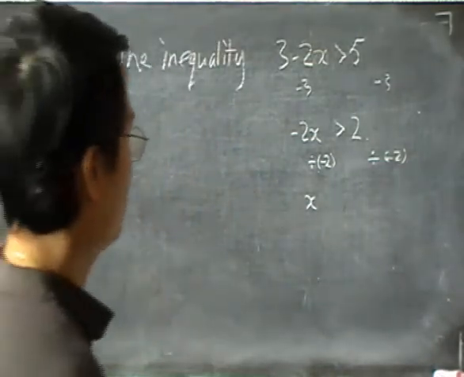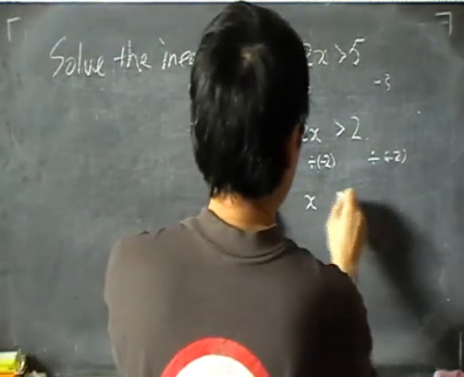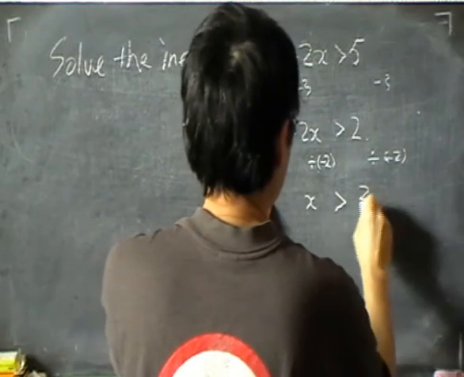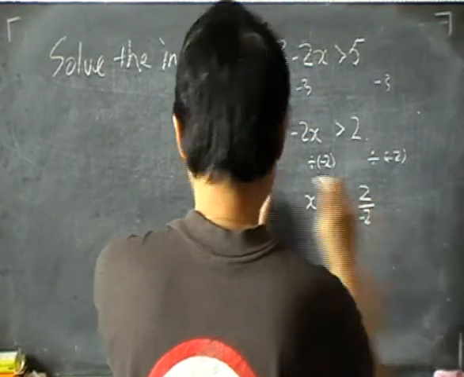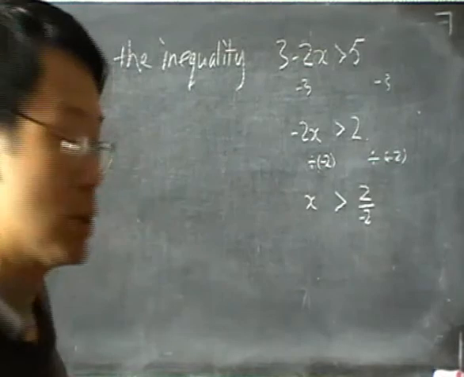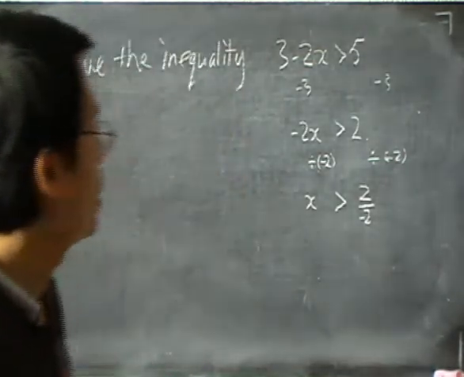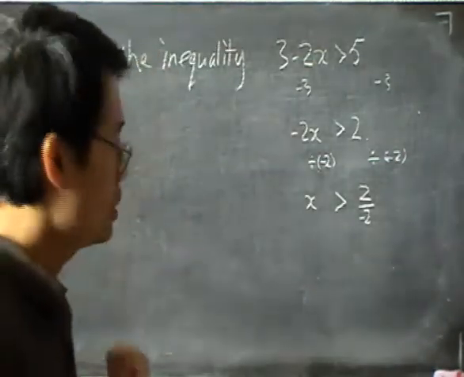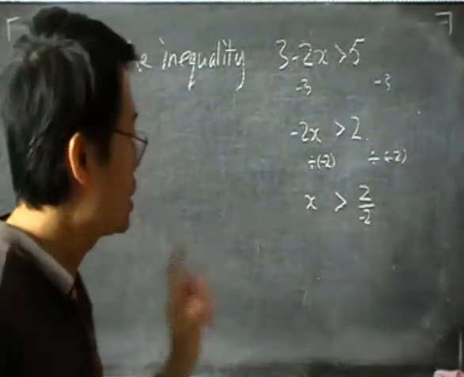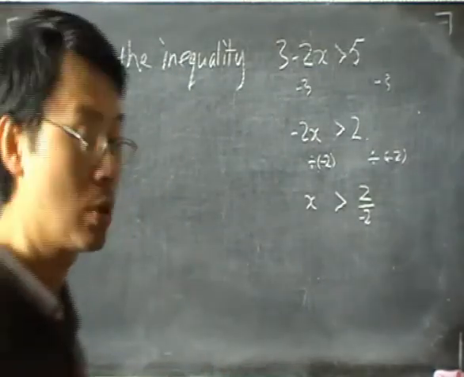Okay, we are really dividing both sides by minus 2, and if I do that, I'll get 2 over minus 2. Okay, so that's what we would do for an equation. Now, but for inequality, there is something that we must be careful of.